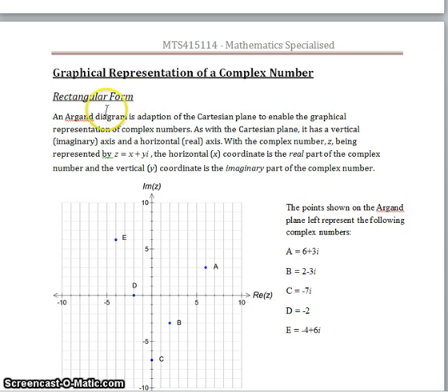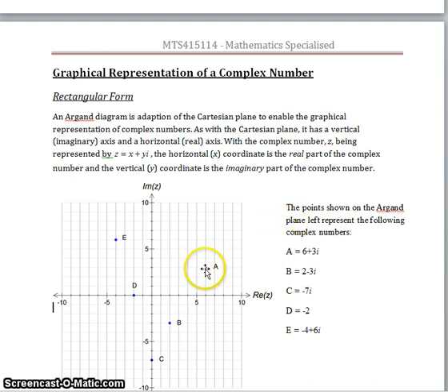So that's where it can be handy if we represent our complex number in terms of x plus yi, x being our real part and y being our imaginary part. Now, if we were to look at a few of these points, we've got these points here that are plotted on this Argand diagram, and they represent these complex numbers.